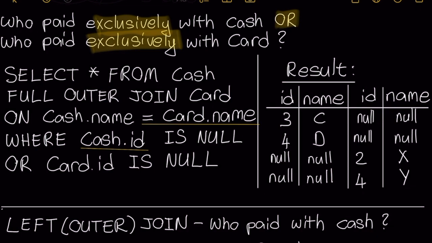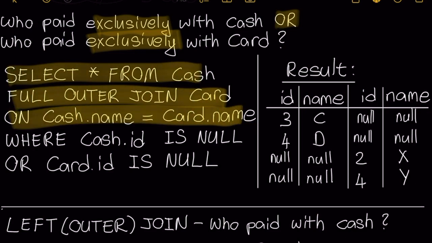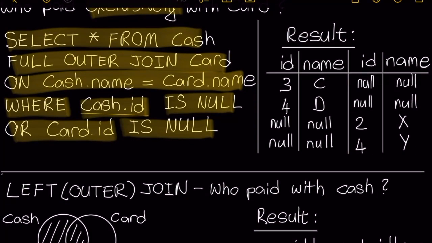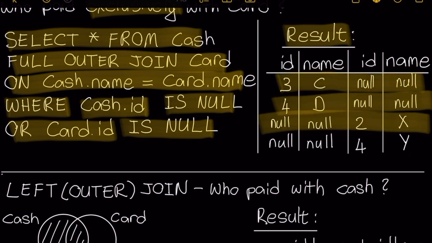So the query with this is the same thing as it was before for the first 3 lines. The only difference here is the where clause. So we have where cash ID is null or card ID is null. So only rows that contain null are returned, as we can see in the resulting table. As you can see, every row here contains a null value.